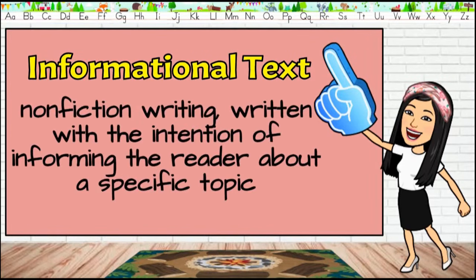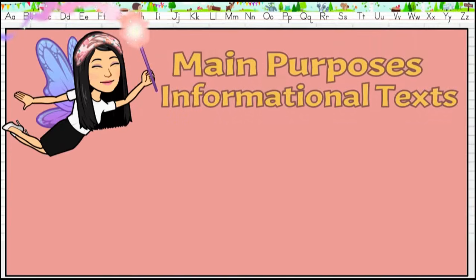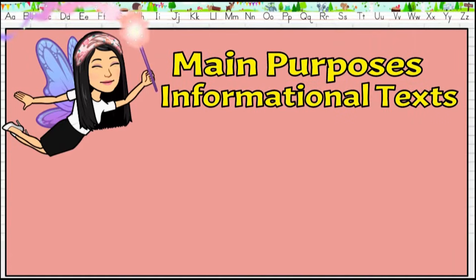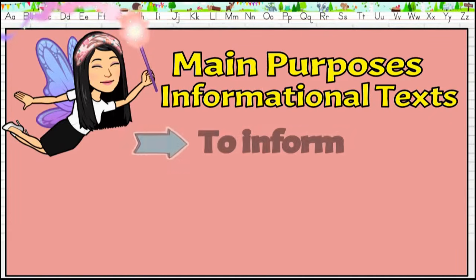Informational text is nonfiction writing, written with the intention of informing the reader about a specific topic. It is typically found in magazines, science or history books, autobiographies, and instruction manuals. They are written using special text features that allow the reader to easily find key information and understand the main topic.